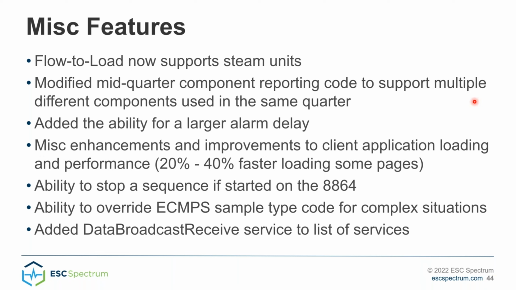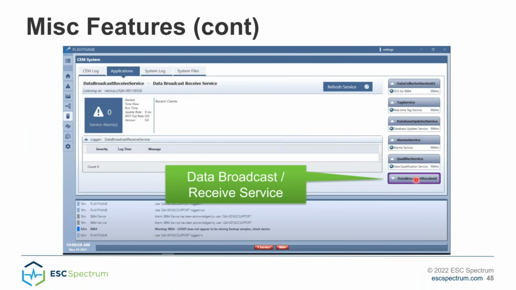We've added the ability to stop a sequence if it's been started on the 8864. For some of you that like to use the 8864's handy front panel menu, you can go in there, start a sequence. Prism will detect that in the Prism application automatically. I'll bring up the Cal now running page if applicable, and then you can stop a sequence anywhere in Prism that was started on the 8864 if you need to. Some internal, more support-related things. We've added the ability to override some ECMPS sample type codes, and we've added the data broadcast receive service to the list of services if that's installed for your particular application. You can see that located down here on the right-hand side.